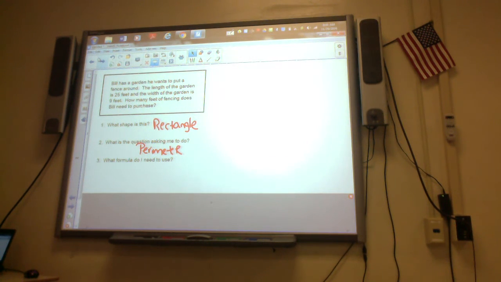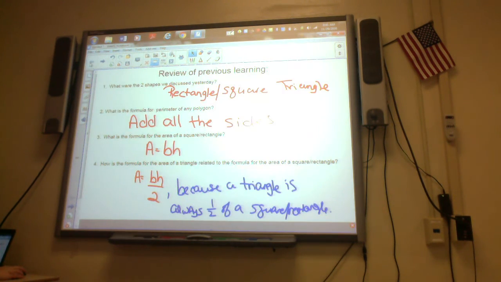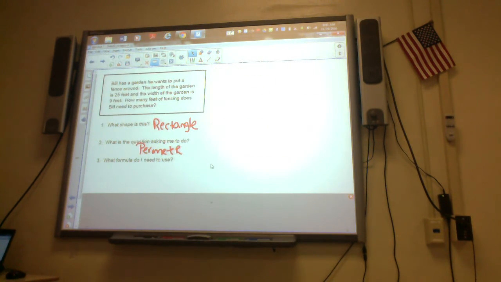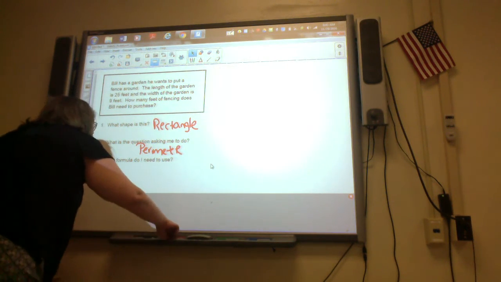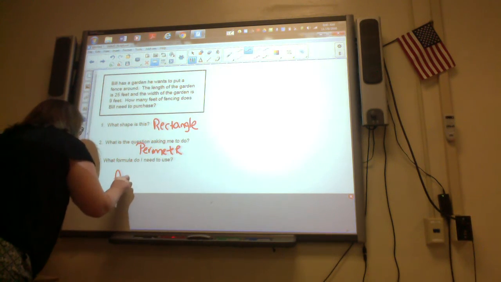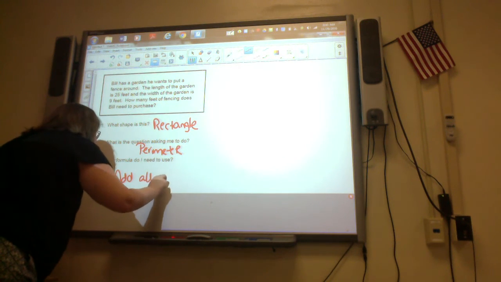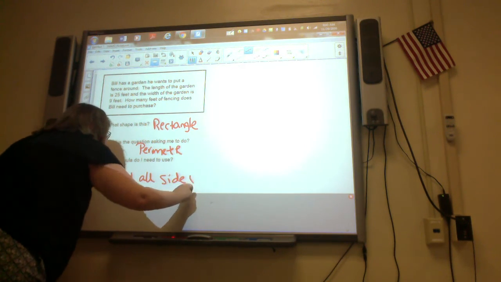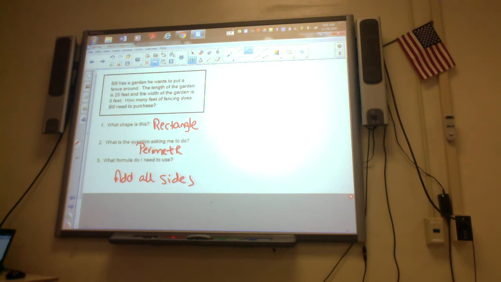All right, let's go back to our previous learning page. So what's the formula for perimeter? Add all sides. So what I want you to write there is, what formula do I use? Add all sides. Now, we're going to finish this problem, then we'll go take a break, okay?